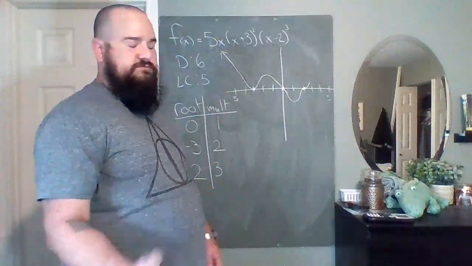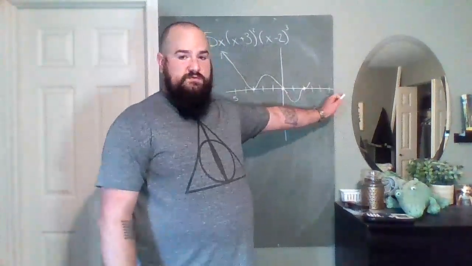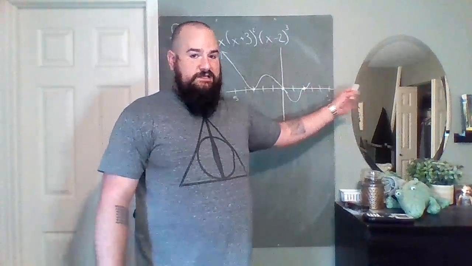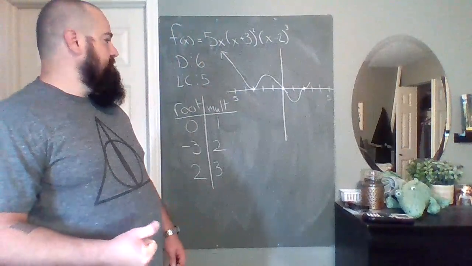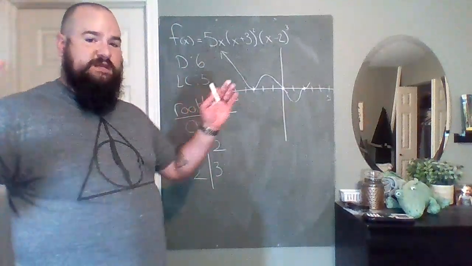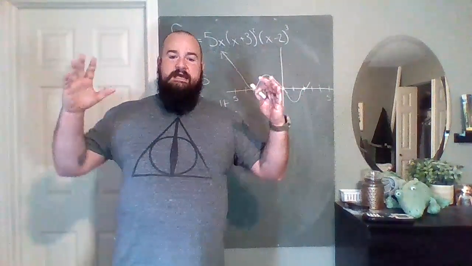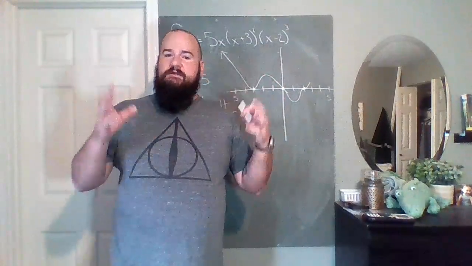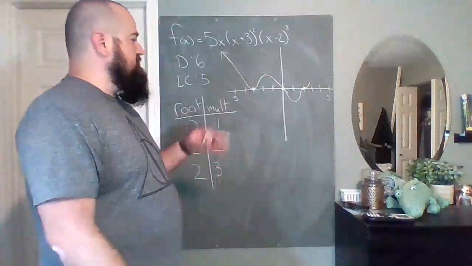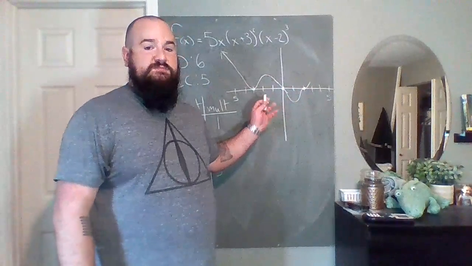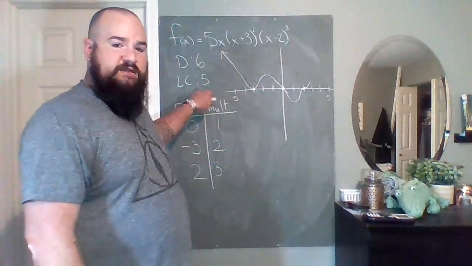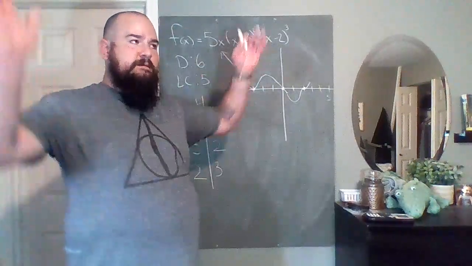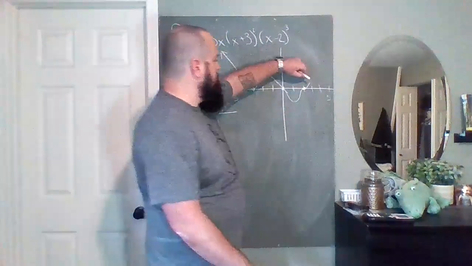Now, there's no more roots. I'm done. There's no more roots left to do. Since I have no more roots left to do, I go to my end behavior. Okay? Remember, the end behavior only tells us what happens on the very ends of our graph. Inside there, everything else takes over. So since I've gotten everything inside, now I want to look to my end behavior, which is degree 6, leading coefficient 5. So even and positive, both ends are going up.